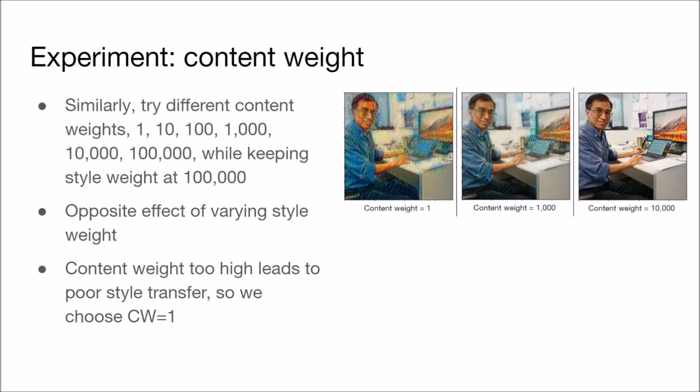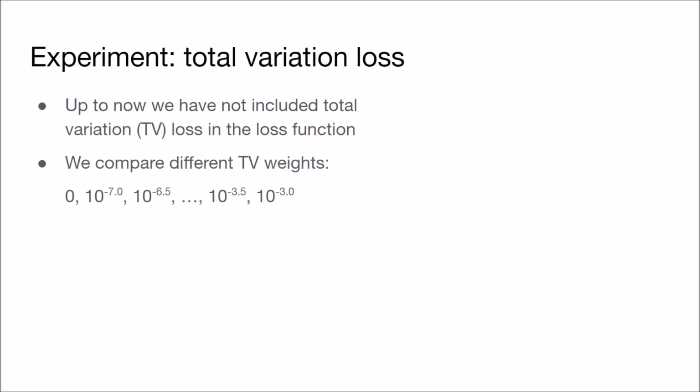And similarly for content weight, the trend is in the opposite direction. When content weight is 1, relatively more of the loss is dedicated to the style loss, whereas when the content weight is quite high, the optimizer has no incentive to reduce style loss. So we choose content weight equals 1 as the optimal content weight.